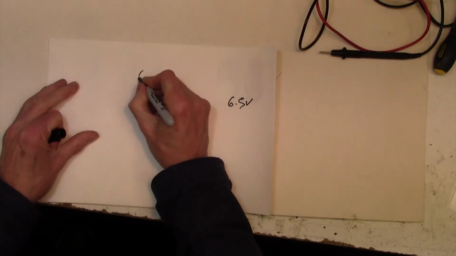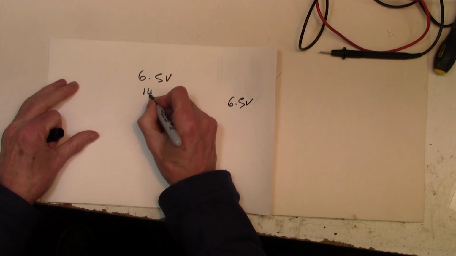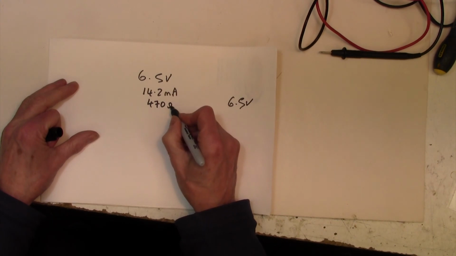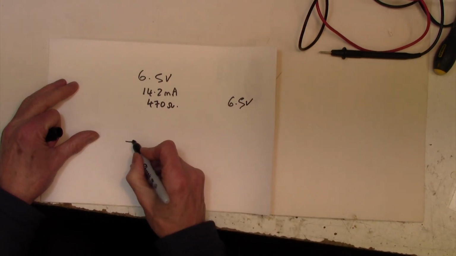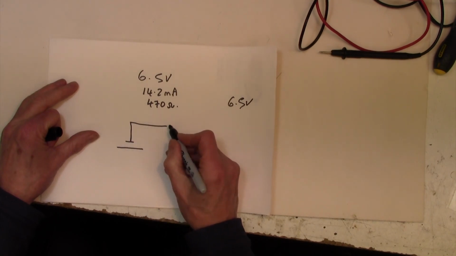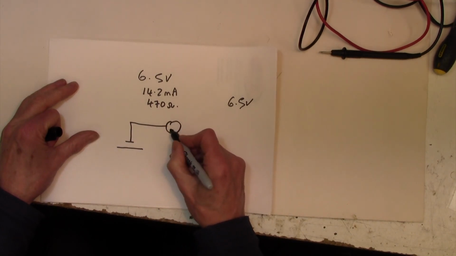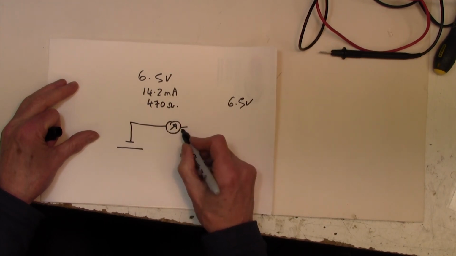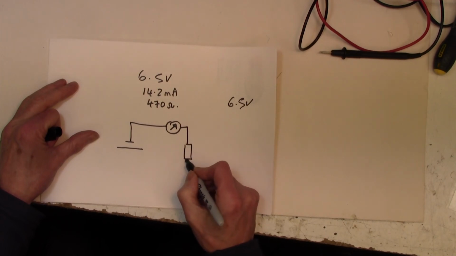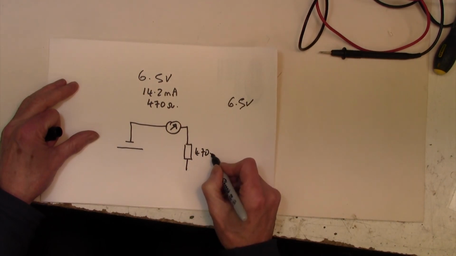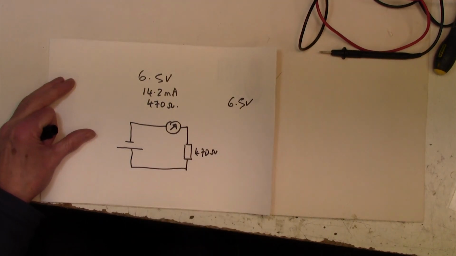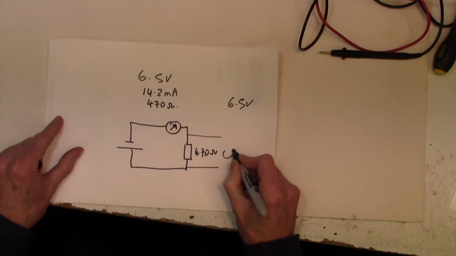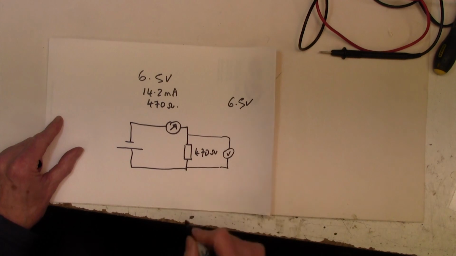So we had 6.5 volts and 14.2 milliamps, and if you remember we had a 470 ohm resistor. Let's see if this actually works. Here's the circuit. I'm sure you don't need me to draw this, but basically this is where we put our ammeter measuring the current. Here's our 470 ohm resistor, and this is going back round here. And we measured the voltage across here with the meter.